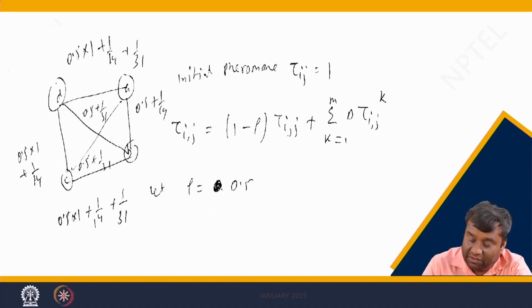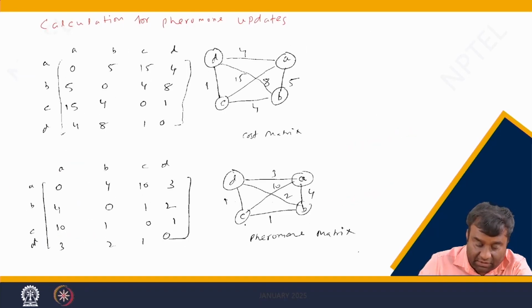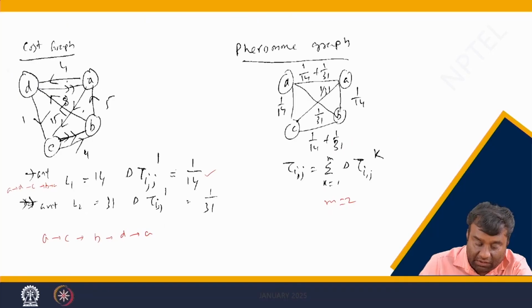Now if we apply the formula, rho is 0.5, so 1 minus 0.5 into the initial tau ij, plus the new deposit. This is the formula where we get the pheromone. Initially all the pheromones are given here, and in this way we calculate the pheromones.